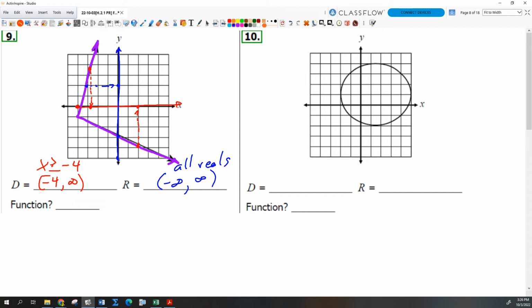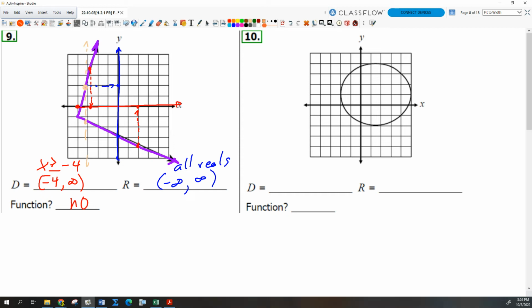Is this a function or not? Thumbs up or down? Thumbs down. It's not, because it fails the vertical line test, doesn't it? If I draw a vertical line, look, that intersects in multiple places. So the answer is no. Okay, what about this ellipse over here?